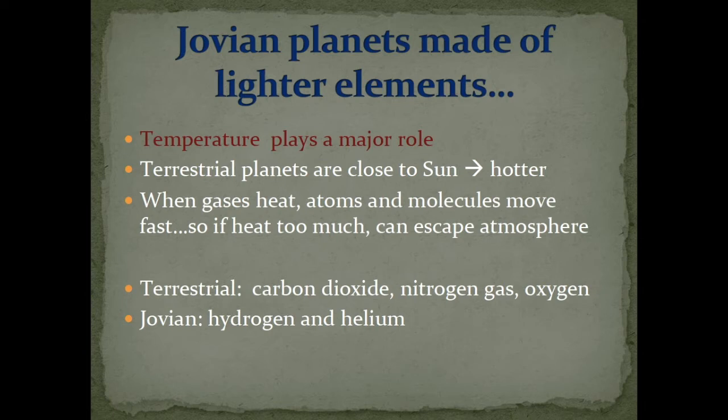So when we compare our terrestrial planets to our Jovian planets, one of the main reasons that the Jovian planets have thicker atmospheres is that they are technically cooler because they are further from the sun. So let's take a look, not only in terms of having thick atmospheres, but in terms of the type of gases that can actually be held closer to the planet. Terrestrial planets tend to have heavier gases such as carbon dioxide, nitrogen gas, and oxygen, whereas the Jovian planets can actually hold on to even lighter gases such as hydrogen and helium.